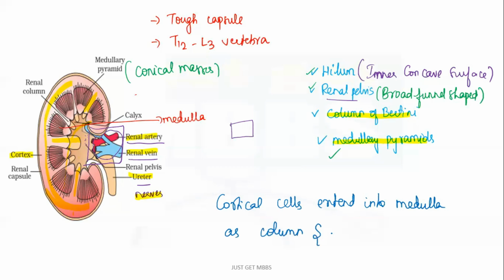That is called your column of Bertini or your renal column. So the extension of cortical cells into the medulla in the form of a column-like structure is called the column of Bertini, or the renal column. So these are the points that you must know with respect to the structure of the kidney.